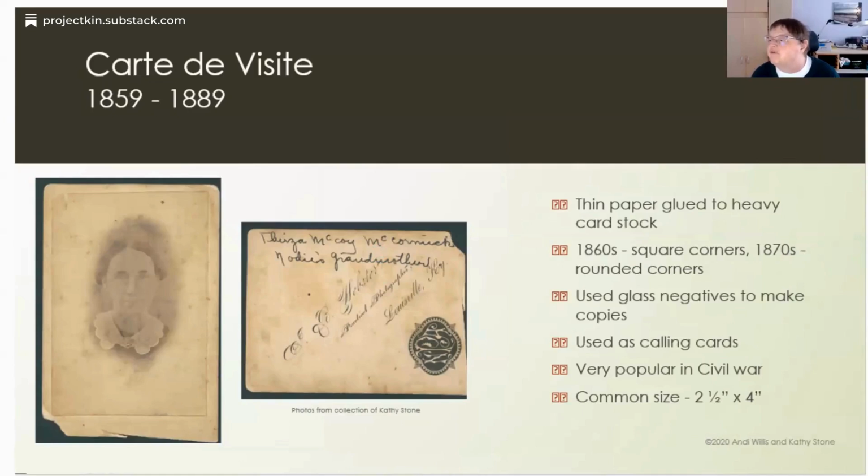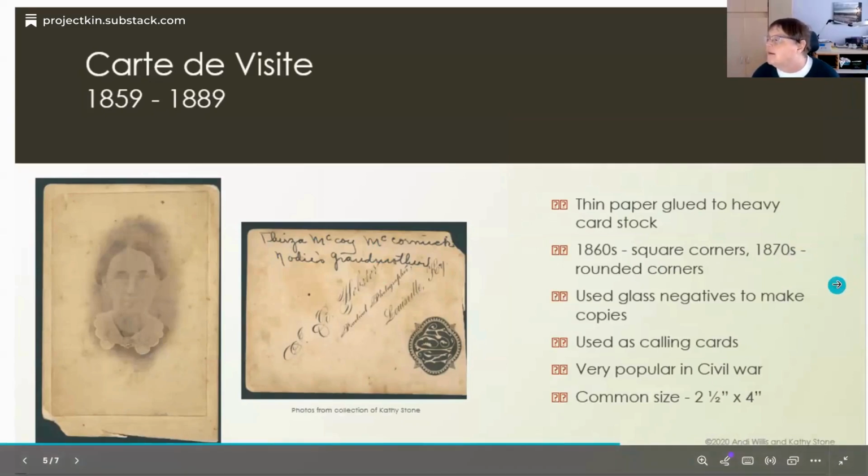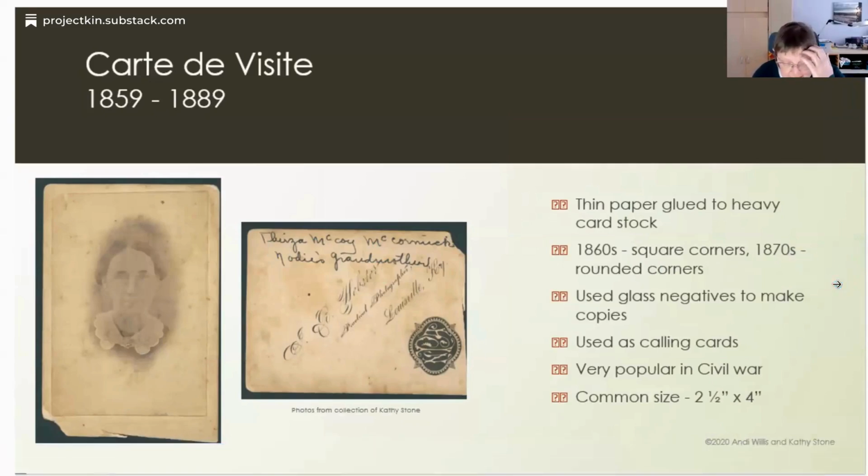And these are thin paper glued onto cardstock. You can see this one, the paper has gotten a little rough over time. The carte de visite was the first time that someone could make more than one copy of a photo. Carte de visite, or cartes de visite, they also were something that people handed out, hence the name.